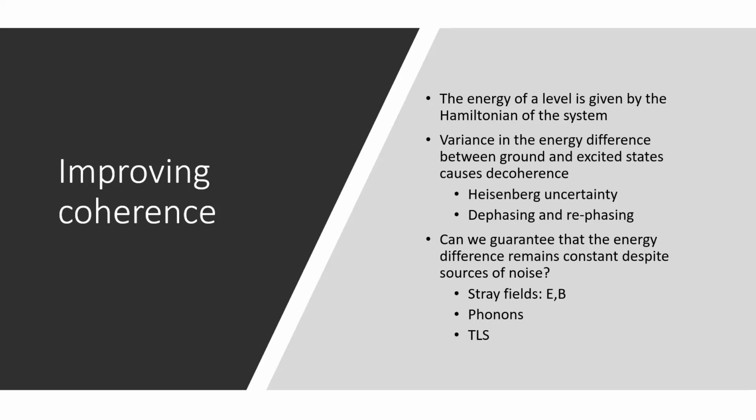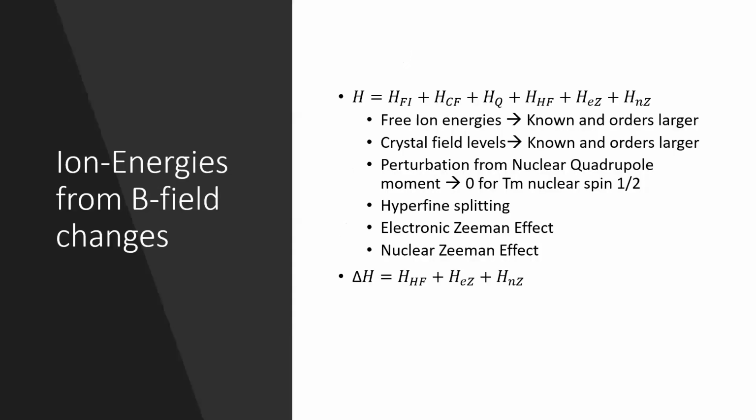And now let's dive into some of the actual levels that we're working with. So for a more general case of some thulium, of some rare earth ion in some host crystal with some symmetry, we can use this general Hamiltonian: a free ion term plus a crystal field term plus a nuclear quadrupole term plus a hyperfine term plus an electronic Zeeman term plus a nuclear Zeeman term. It really makes for a handful of things to consider, but quickly we can pare this down.